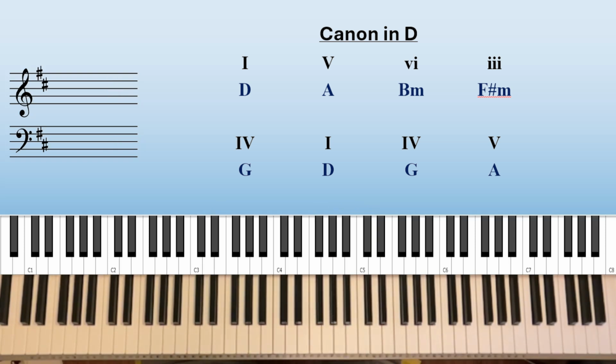Right, so I'll probably make another video, and I'll link to it in the description when I make it, of how to play Canon in D, because it's a nice wedding song that you can play at different levels of difficulty. So there you go, chord progressions, why they're cool. Thanks for stopping by.